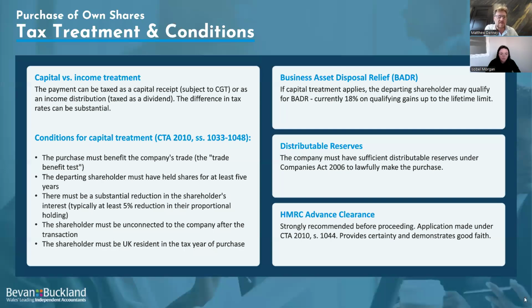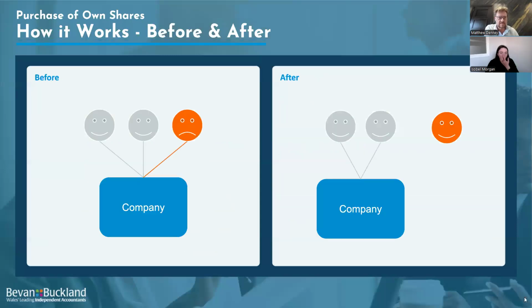What's the next one, please, Izzy? So just before we move on, to give you a visual on how it looks, you can see here just 3 shareholders in a company. One of them looks quite unhappy. They want to get going. And so after the buyback, you can see the happy shareholders are carrying on with the company. And now that shareholder is happy and on their way because they've been able to realise that investment. But again, because they met all of the procedures.